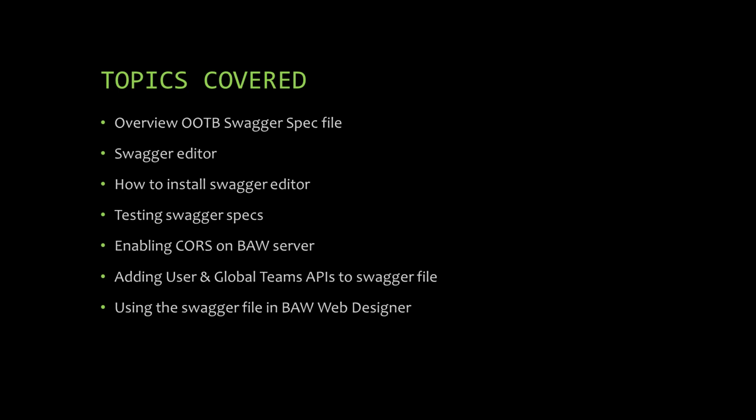and then we will try to add some of the APIs like retrieving the user and retrieving the teams using the out-of-the-box APIs. Finally, once we create that Swagger file, with the REST APIs that we want to implement, we will upload it to the BAW Web Process Designer, and then we will test it.